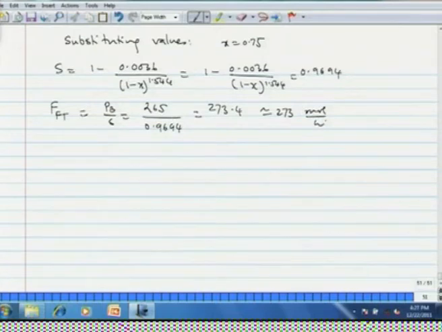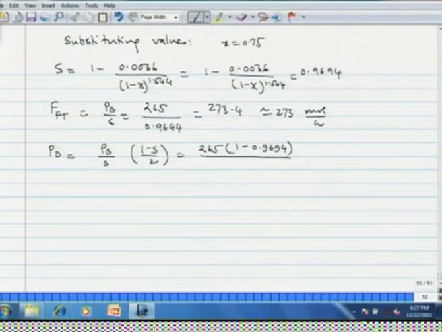Then the diphenyl production, Pb by S into 1 minus S by 2. So again putting all values, we get diphenyl production as 4.18 mole per hour, which we can approximate as 4 mole per hour.